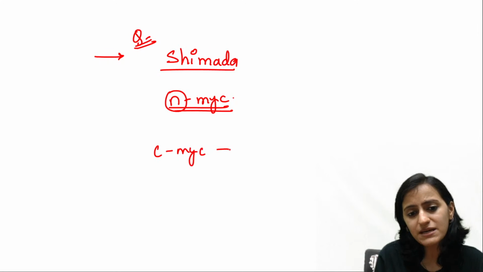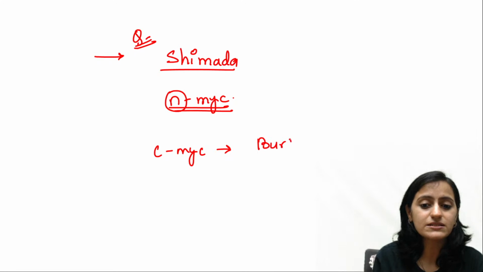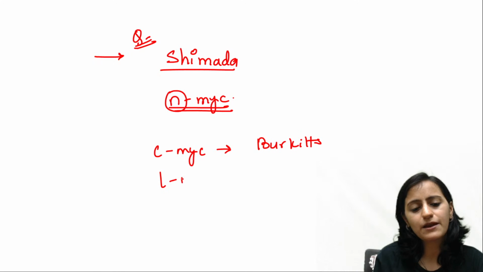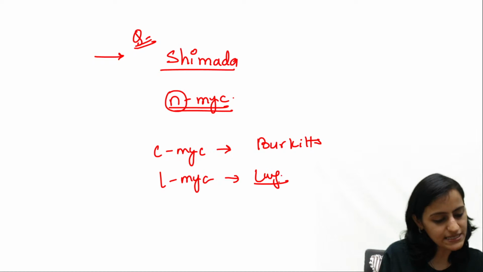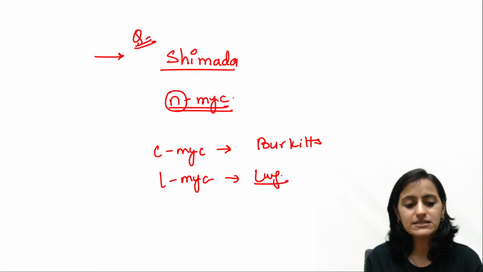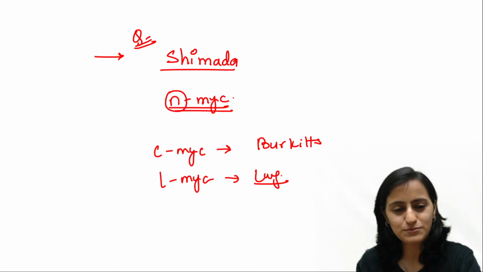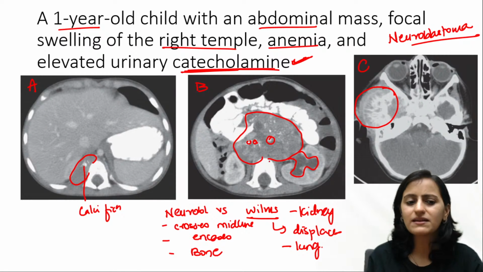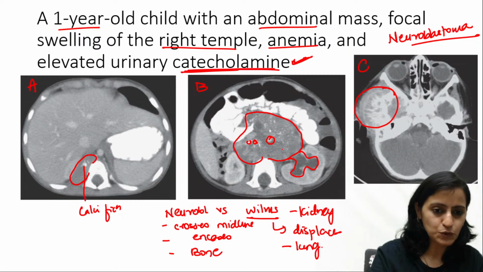You have CMYC gene in Burkitt's lymphoma. And where do you have your LMYC gene? L for lung cancer, the small cell lung carcinoma, right? So this is about your neuroblastoma. Very, very important to remember.